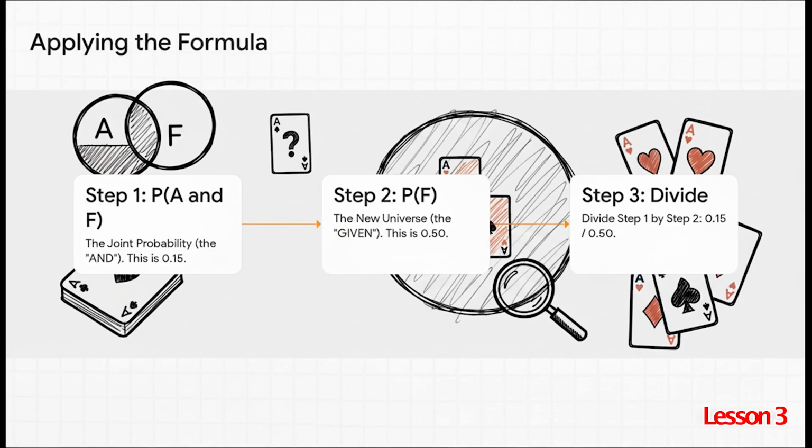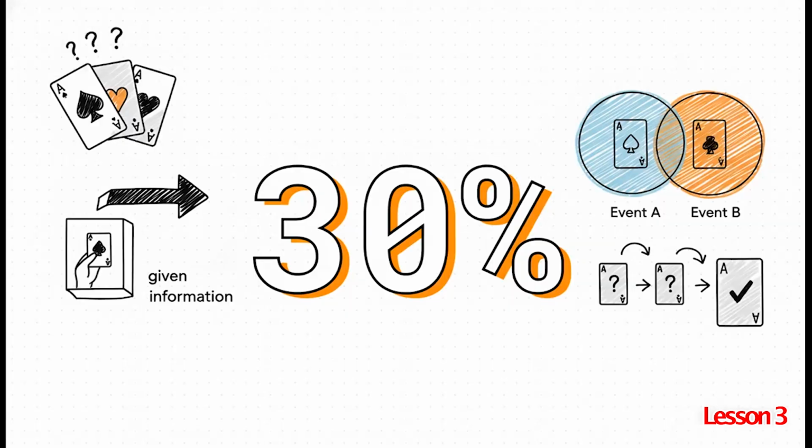So now we just have to divide that joint probability by the given probability. So that's 15 out of 50, which is 30%. So 15% of the total group, but then we're only looking at the females, so it's 15% of that 50%, which comes out to 30%. So the chance doubled because the sample space halved.